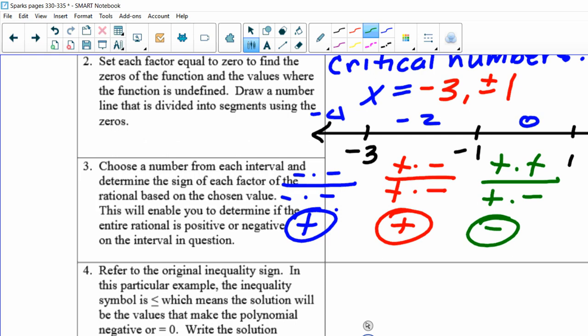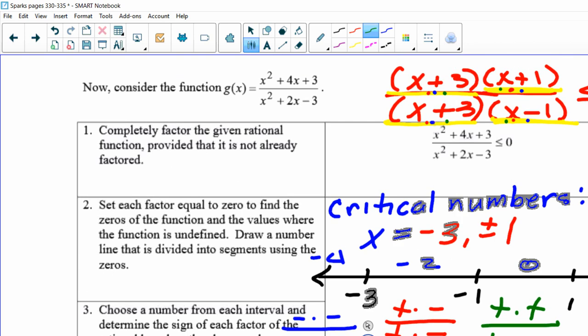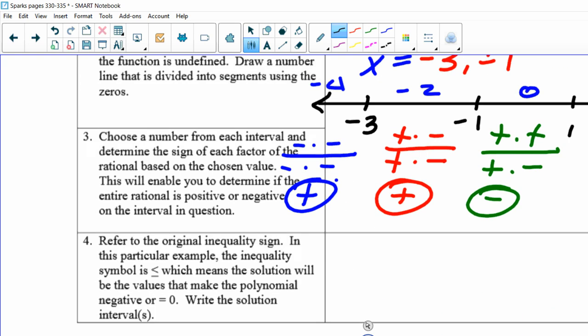One more. When x is 2, let me find another color. I'm out. When x is 2, positive, positive, positive, positive. I'm pretty positive that's a positive. Yep, so positive.